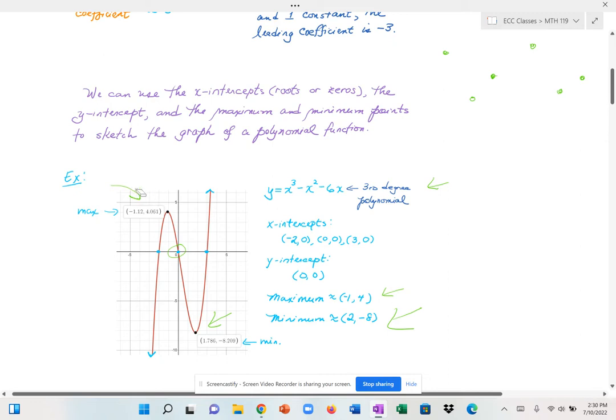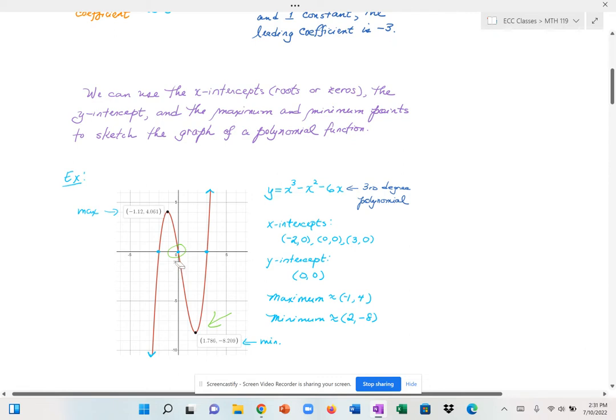So oftentimes it won't be easy to find maximums and minimums. You actually need calculus to be able to compute what the maximum and minimum values are. So using a graphing calculator or an app will help you identify those maximum and minimum points.